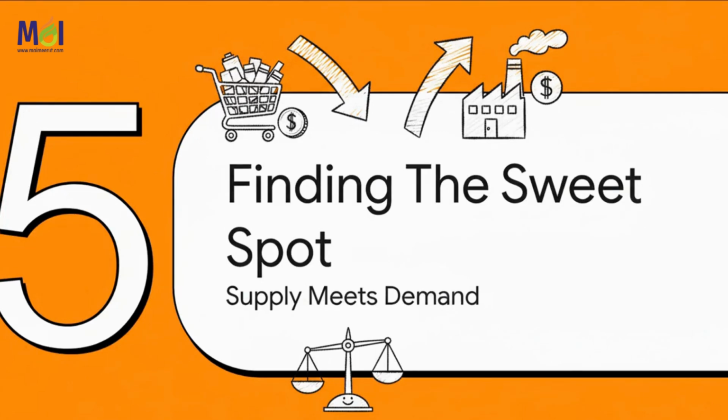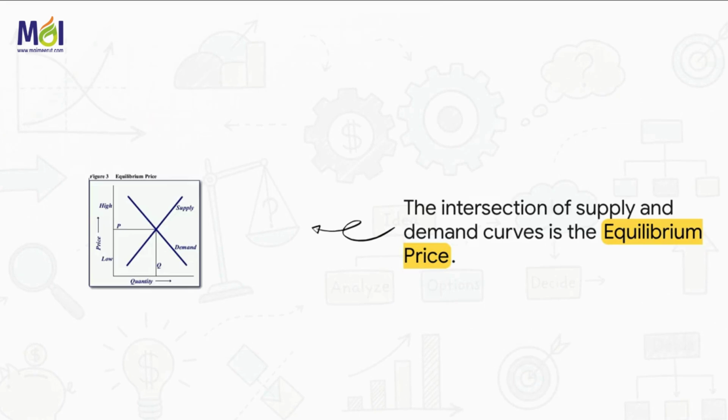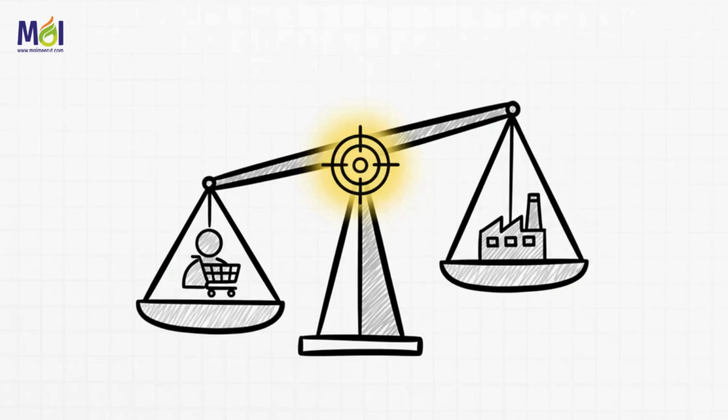So we have these two powerful competing forces, right? You've got demand with customers pulling for lower prices, and you've got supply with producers pushing for higher prices. How does the market sort this all out? This is where the magic happens. That exact point where the supply curve and the demand curve cross is called equilibrium. And it's not just some random point on a graph. It is the market's natural sweet spot. It's the one price where the amount that customers want to buy is exactly the same as the amount producers want to sell.